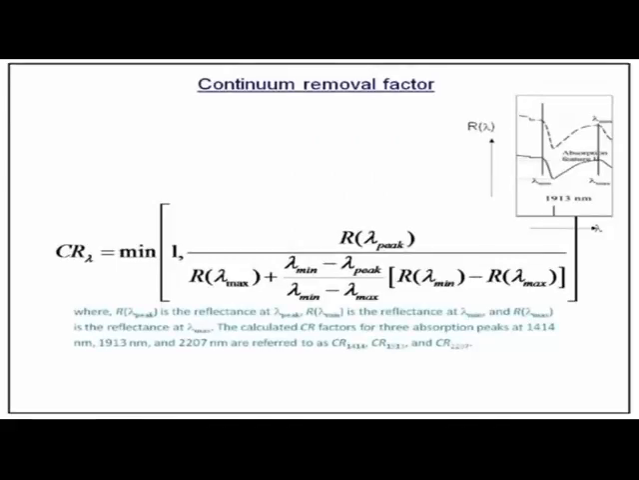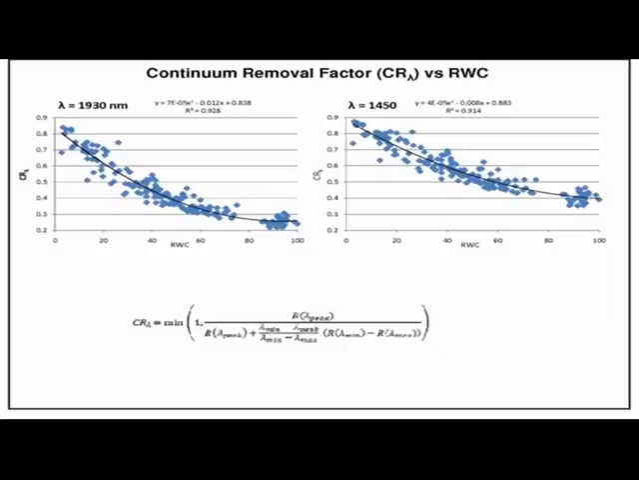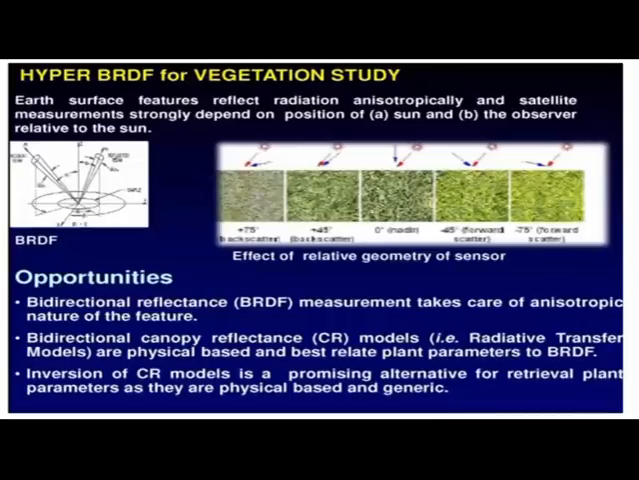Then at the last, let's look at hyper BRDF, that is nothing but the hyperspectral bidirectional reflectance distribution function study, which looks to be very important with respect to vegetation. The basic principle over here is that nothing on this earth is isotropic in nature as far as radiation is concerned.